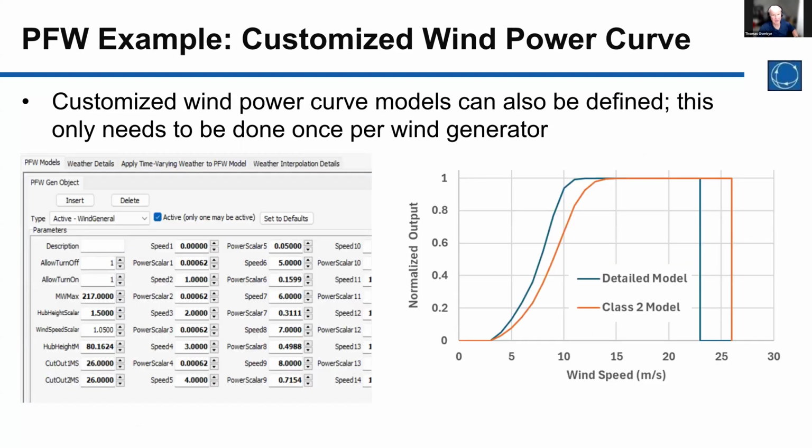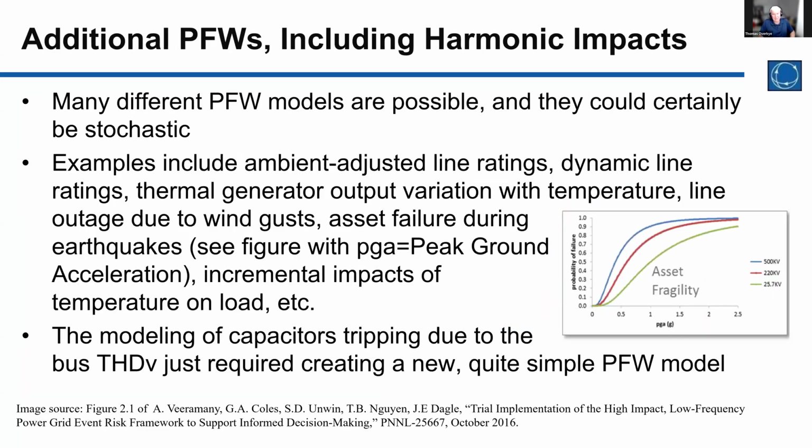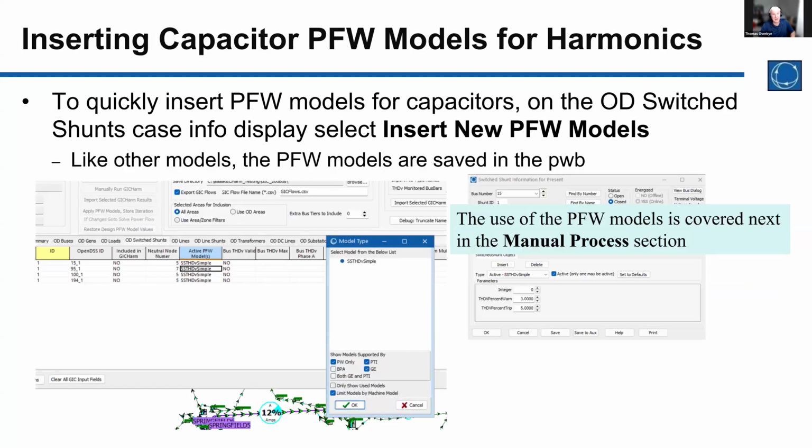For example, here's a PFW model for a wind power curve. We have a project that we hope will be starting very soon with the Department of Energy where we're going to be looking at other applications of PFW models, including on things like earthquake risk. But we are using them here to set up models for the impact of the total harmonic distortion on the devices, the capacitors. So adding PFW models is extremely simple.